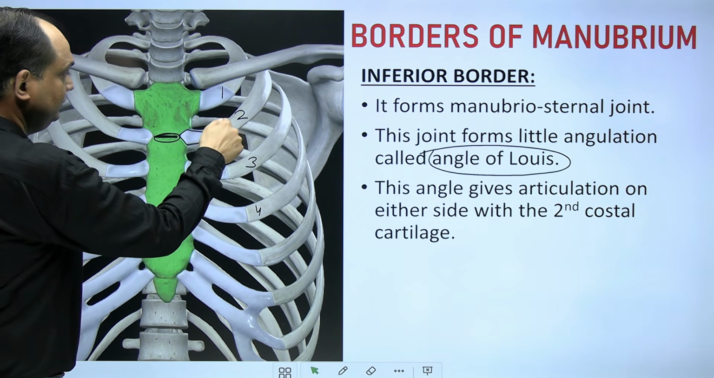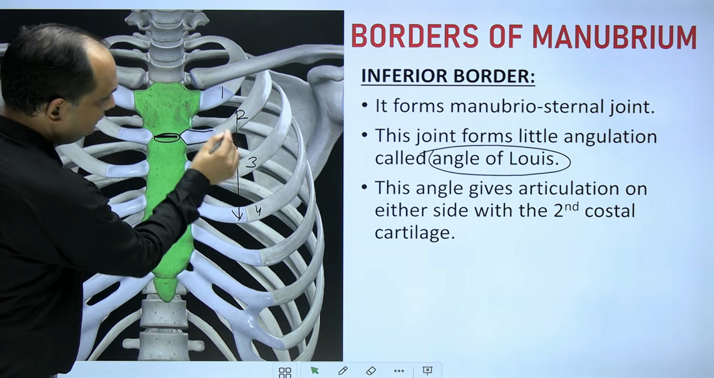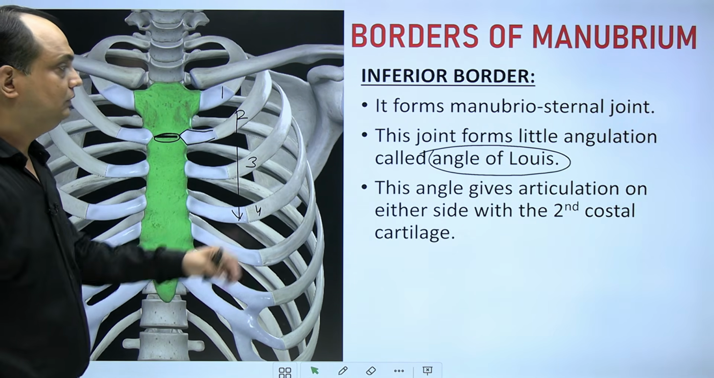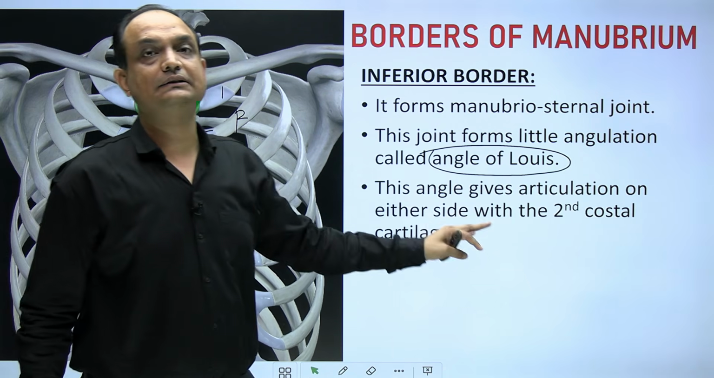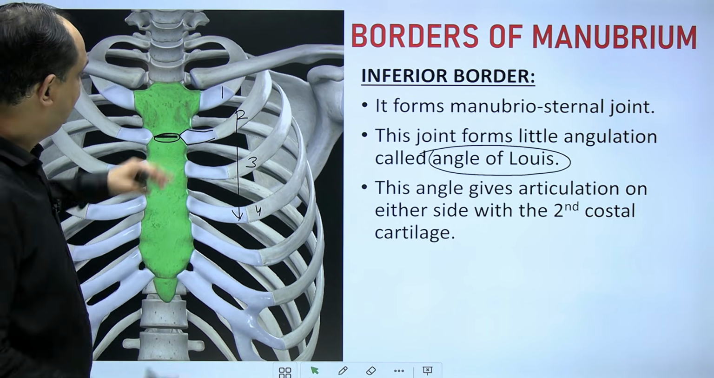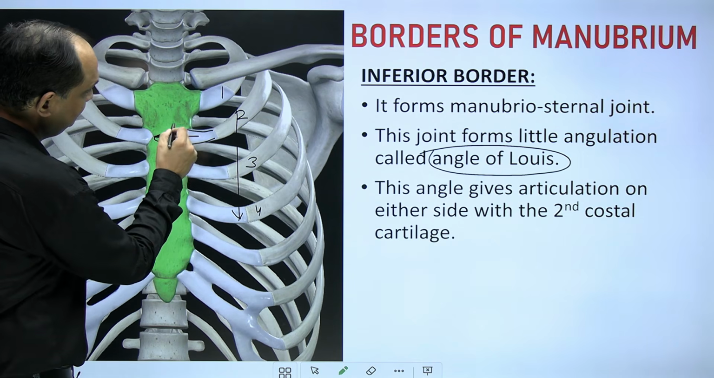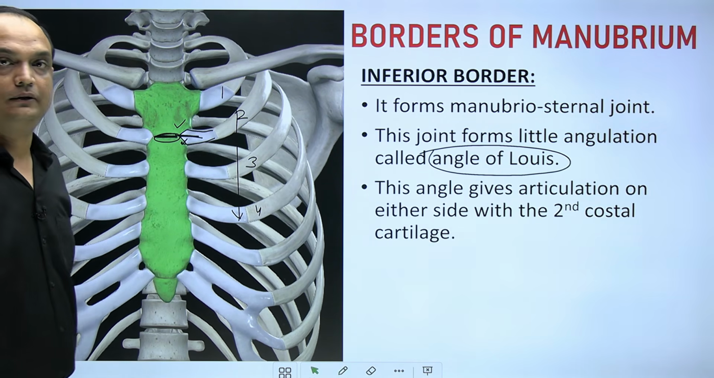So from the second you will go downward, but you cannot go vertically down; you have to go along the mid-axillary line. It is a very important landmark, the sternal angle, and it provides attachment to the second costal cartilage. Here you can see that half of the facet is in the manubrium and half of the facet goes towards the body.